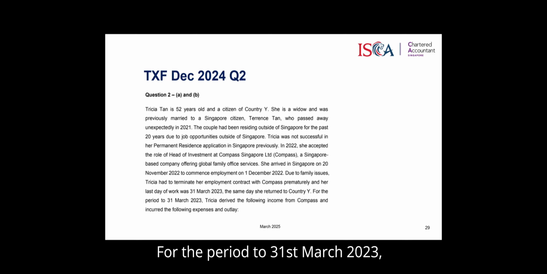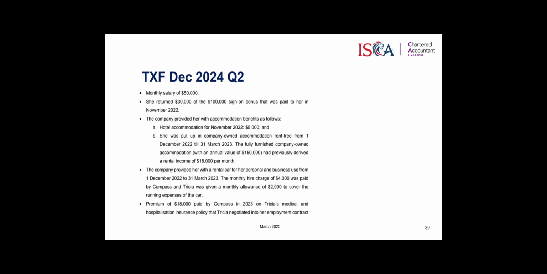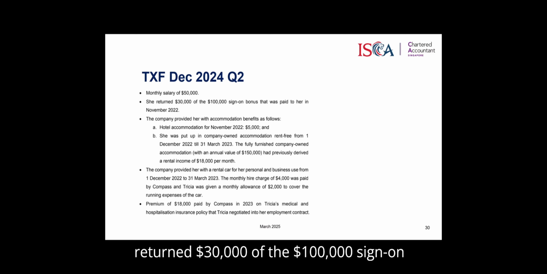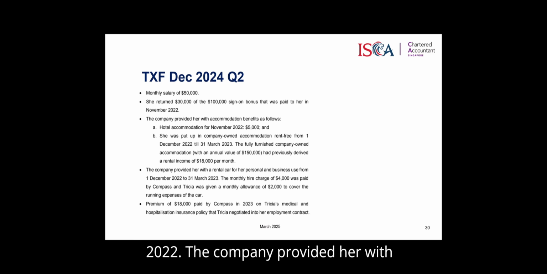For the period to 31st March 2023, Tricia derived the following income from Compass and incurred the following expenses and outlay. Monthly salary of 50,000. She returned 30,000 of the 100,000 sign-on bonus that was paid to her in November 2022. The company provided her with accommodation benefits as follows: hotel accommodation for November 2022, 5,000, and she was put up in company-owned accommodation rent-free from 1st December 2022 to 31st March 2023.